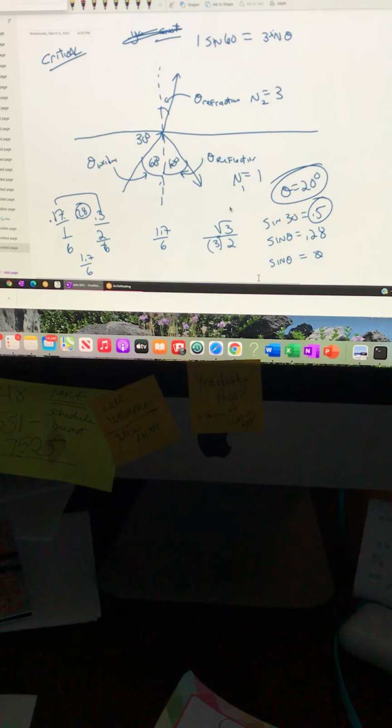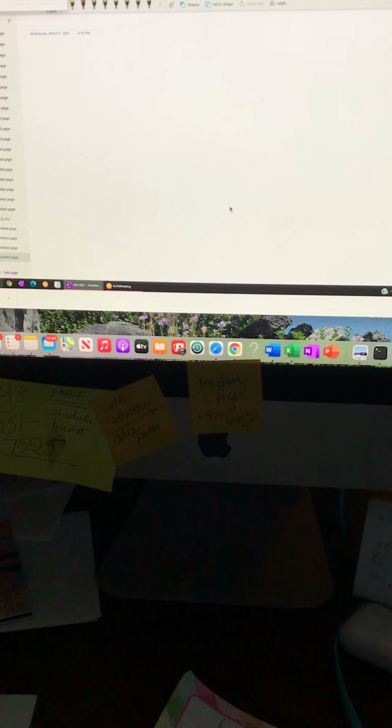Should be getting the hang of this. Okie dokie. So we understand the critical angle a lot better. Critical angle is the minimal angle that results in total internal reflection. The critical angle is the angle of incidence that results in a 90-degree angle of refraction.